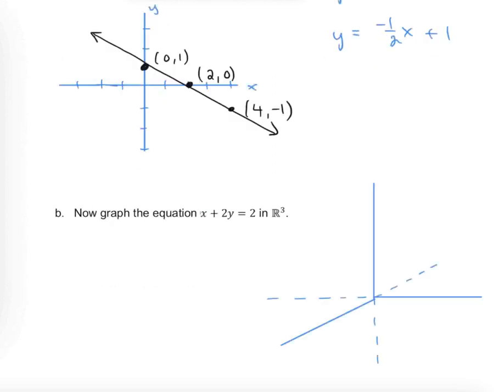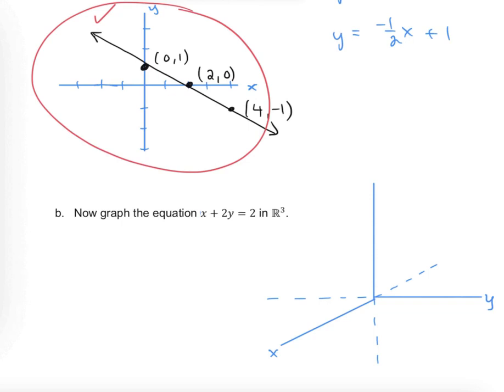So here we are in R3, and R3 has this xy plane. The floor is the xy plane that we have a top-down view on, like this. This is the floor of R3. So we're going to try to duplicate this image, but in the floor of three-dimensional space, right?